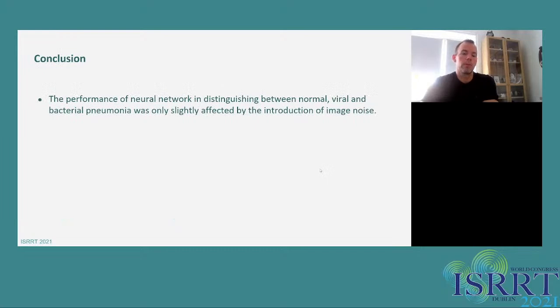So to conclude, the performance of our neural network in distinguishing between normal, viral, and bacterial pneumonia was only slightly affected by the introduction of image noise.